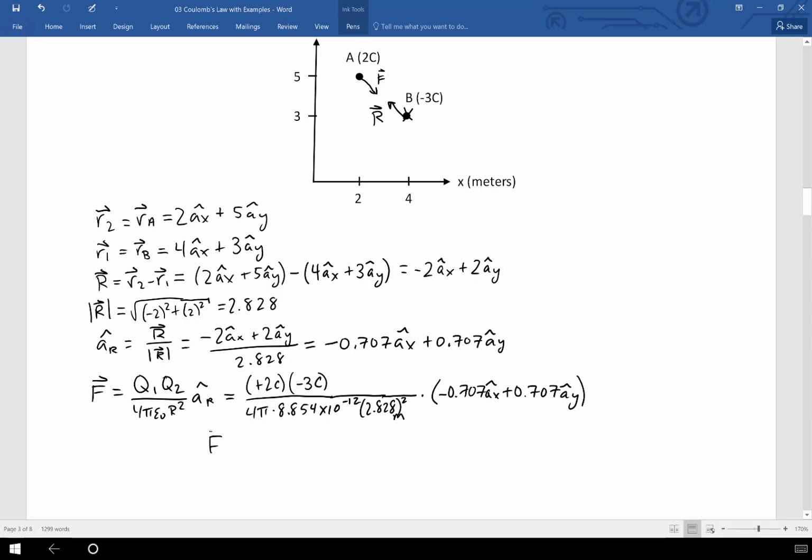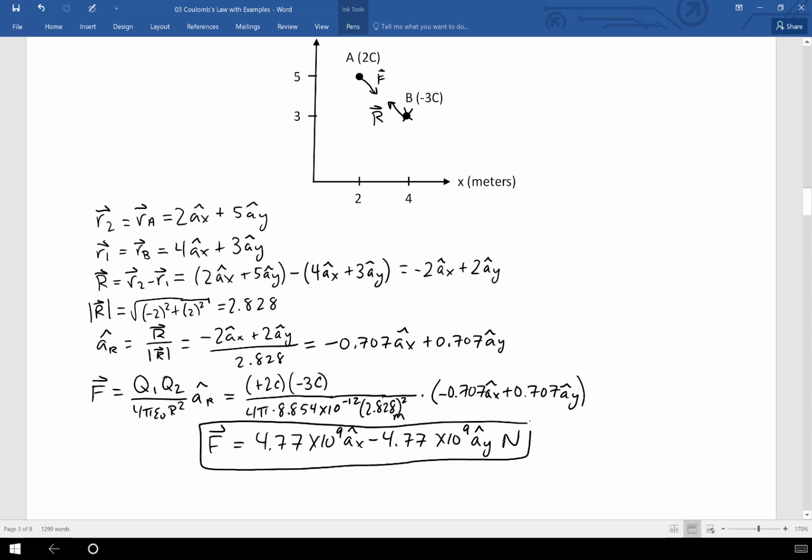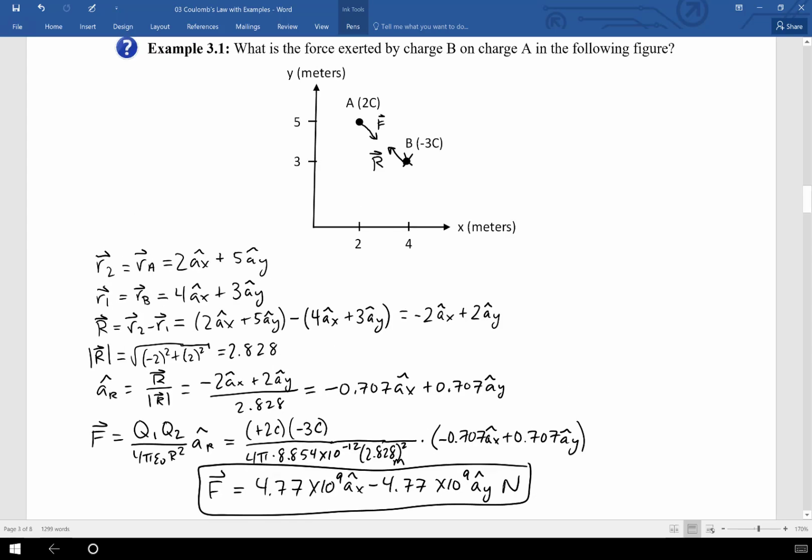Finally, we're going to end up with the force being 4.77 times 10 to the 9th a sub x minus 4.77 times 10 to the 9th a sub y, all of this in units of newtons. So that is the magnitude of the force between two charges, one of 2 coulombs, one of negative 3 coulombs.